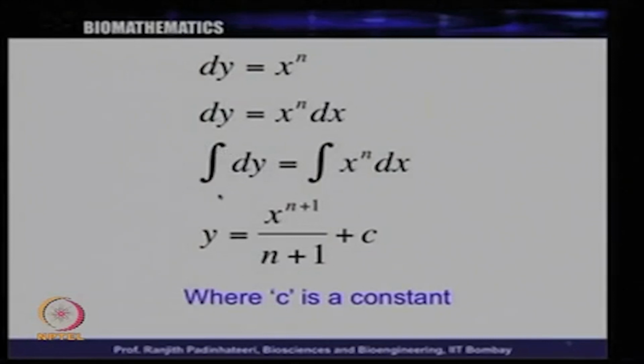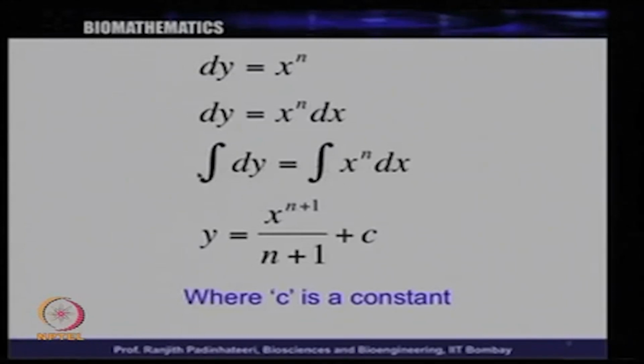So, you use this symbol: integral of dy is the same as integral of x power n dx, and the rule is that x power n has an integral which is x power n plus 1 by n plus 1, plus a constant. So this is the integral of x power n, which is x power n plus 1 by n plus 1, where c is an arbitrary constant like we did last time.